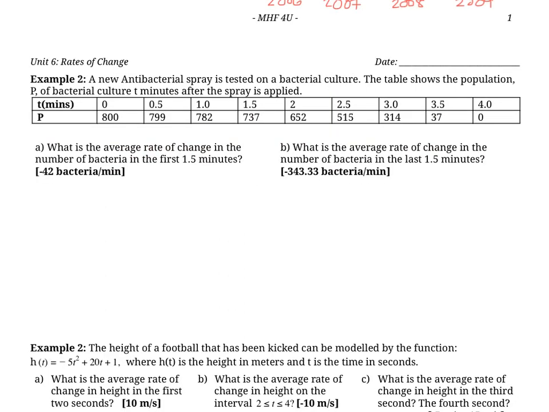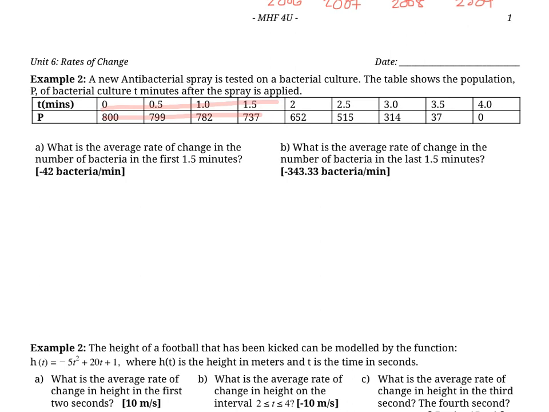Now we have another population question, about bacteria after an antibacterial spray is applied to that bacteria. We're given a table this time instead of a graph, and it's asking us, what's the average rate of change in the number of bacteria in the first 1.5 minutes? So the first 1.5 minutes is basically going to be between 0 and 1.5. How does the population change between 0 and 1.5?